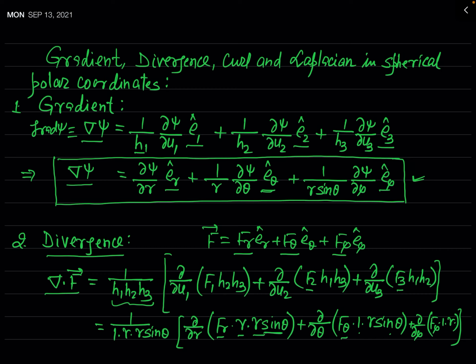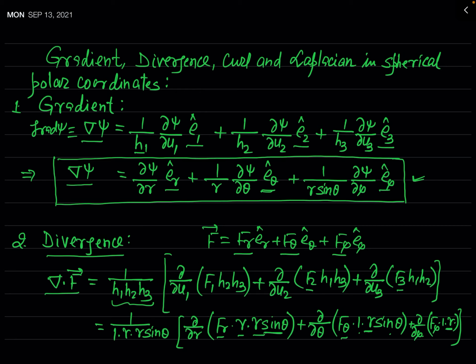So this sine theta will be taken outside of the differential operator, and inside the differential operator there will be only fr into r square, and sine theta will be outside. In the second term, since we have to differentiate partially with respect to theta, this r will be treated as constant, so r will be taken outside of the differential operator. And in the last term, differentiation is partially with respect to phi, so here this r will be treated as constant.